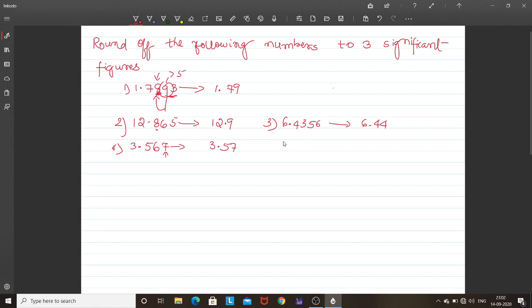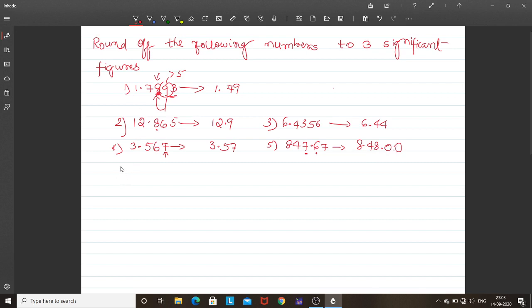Now look into the fifth question, 847.67. Let me write the first 2 digits without any fear. Look into the third digit and the point you have. Don't mind about the point. Now see this digit, which is greater than 5, so you can add one. This becomes 848. The .00 you have to discard, so I can write 00 only.